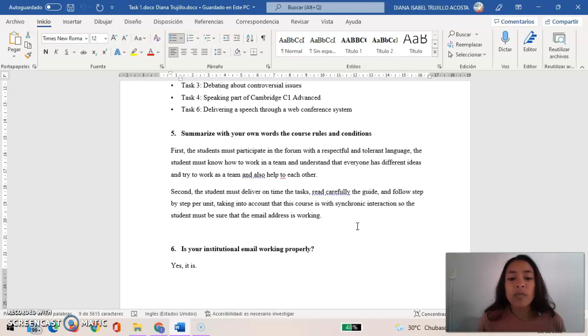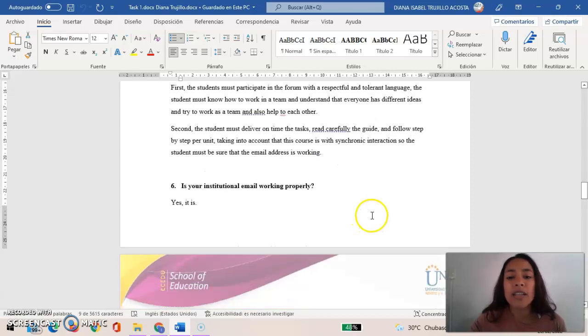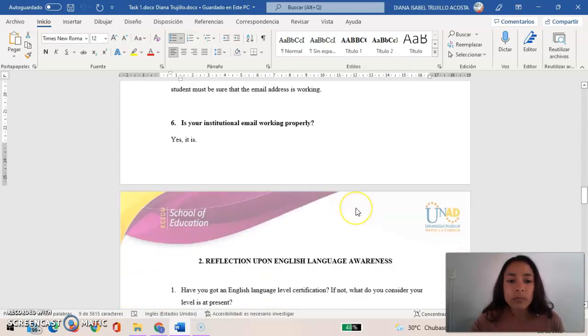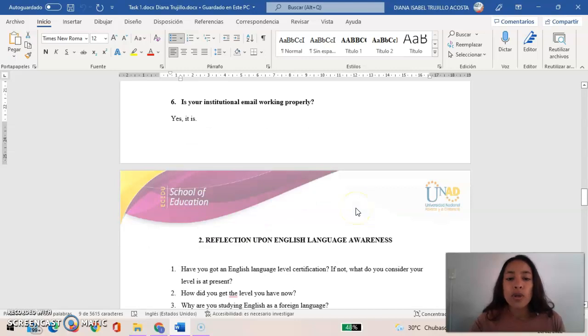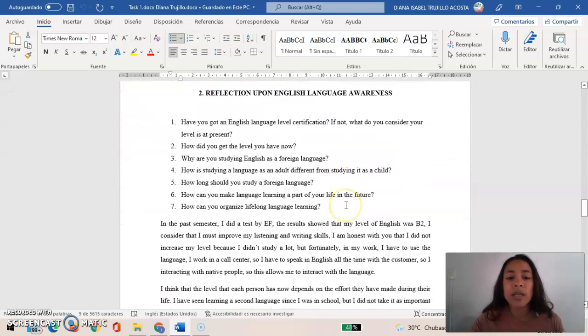And second, the student must deliver the tasks on time, read carefully the guide, and follow step by step per unit, taking into account that this course is with asynchronous interaction, so the student must be sure that the email address is working. Of course, my institution email is working, so there is no problem with my email.